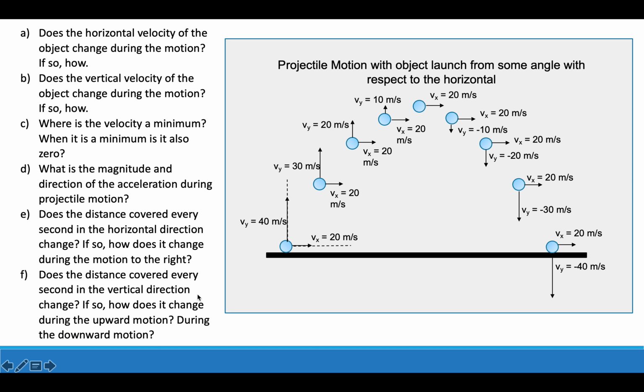The distance covered every second in the vertical does change. On the way up, you'll notice that the distance covered every second keeps decreasing. If I imagine these steps that I would be drawing here, there's a big step in the beginning, then a smaller step, smaller step, smaller step. So the distance covered is decreasing on the way up, but then I draw my steps going down, and the distance covered is getting bigger. My steps are getting steeper, if you want to think about it that way. So the distance covered every second on the way back down is increasing.